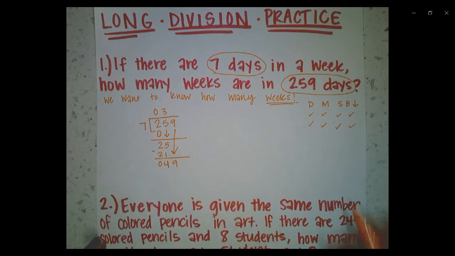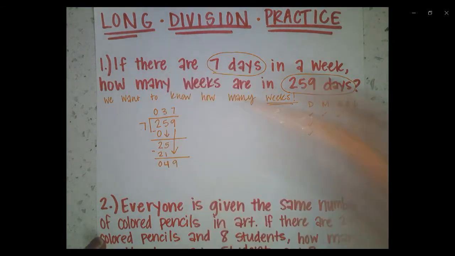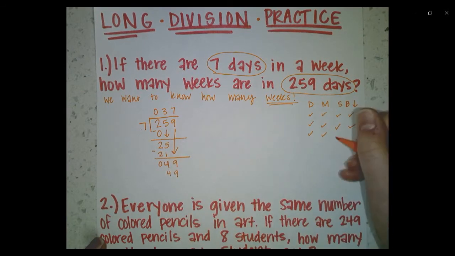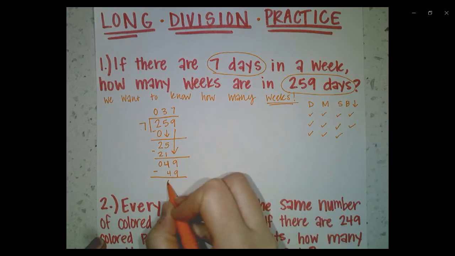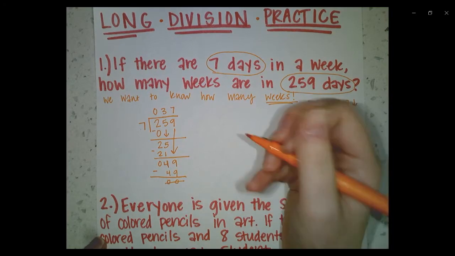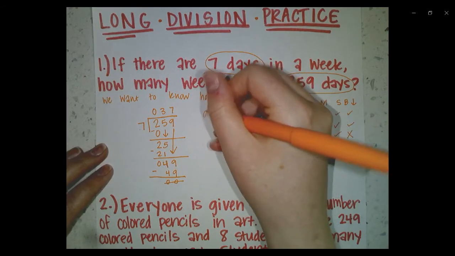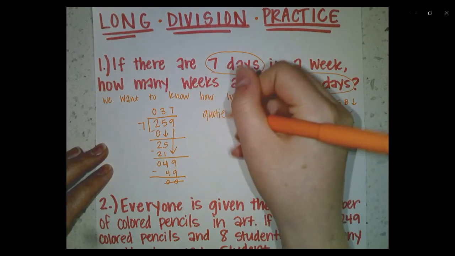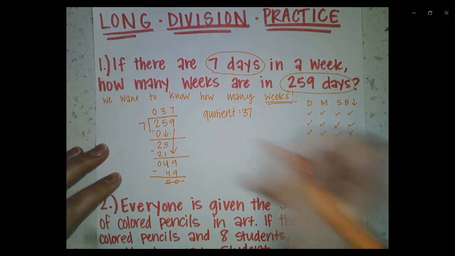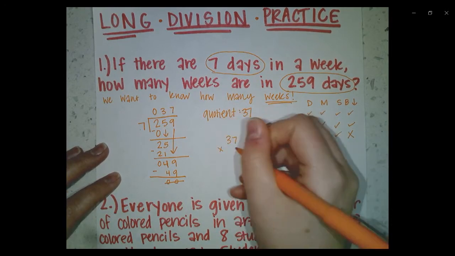So 49 divided by 7, or 7 going into 49, is 7. 7 times 7 is 49. Then I subtract 49, take away 49, leaves me with 0. And I can't do any more bringing down because I'm done with all of my place values. And so I know that my quotient, or my answer, is 37. I didn't have anything left over, so there was no remainder in this situation.